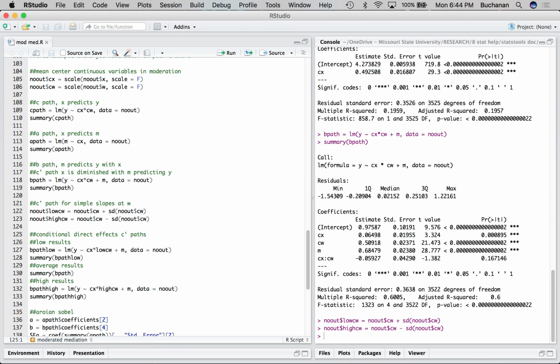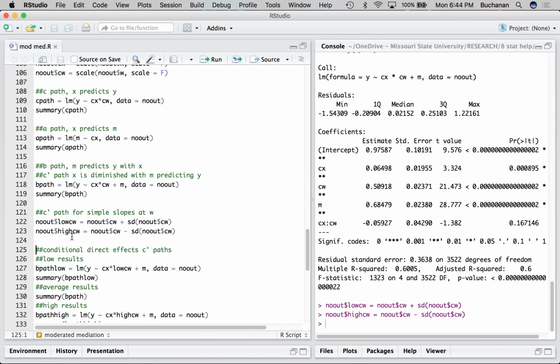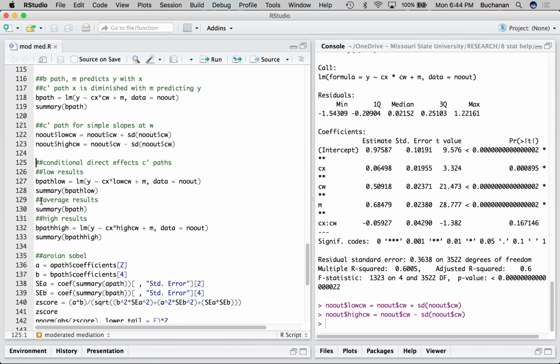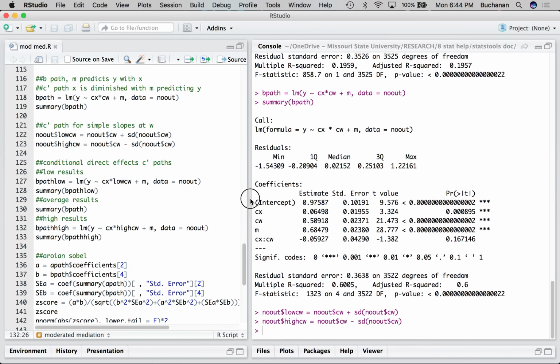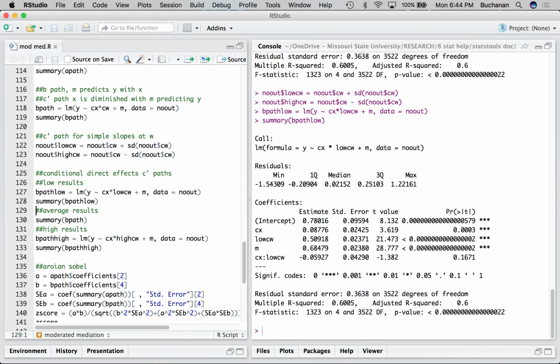So now we want to see what happens to the C prime paths at these low and high demarcations. Let me make this just a little bit bigger. Here we go. What I'm going to do is run that B path thing again, but this time put in the low centered W variable and then the high centered W variable. If I'm doing this correctly, my other variables over here won't change. So let's look at low here. My C prime path is 0.08, 0.09.